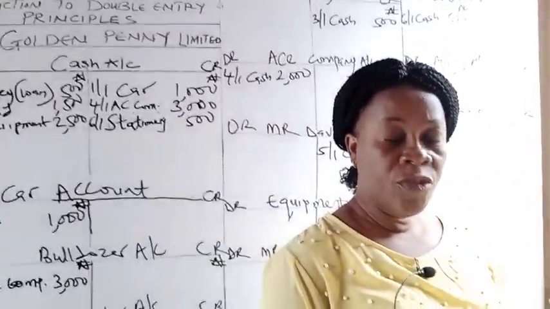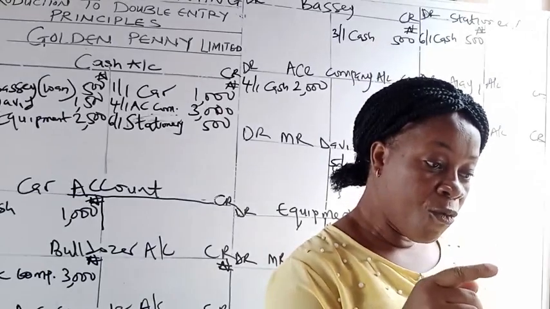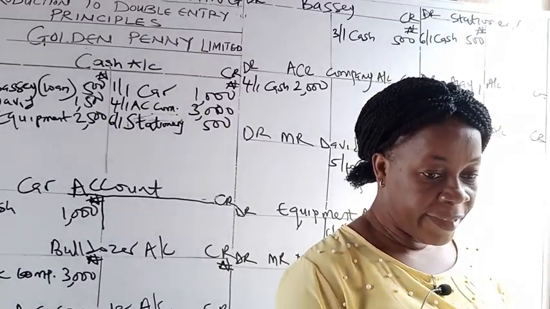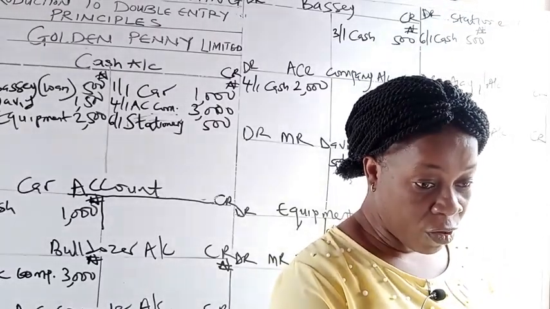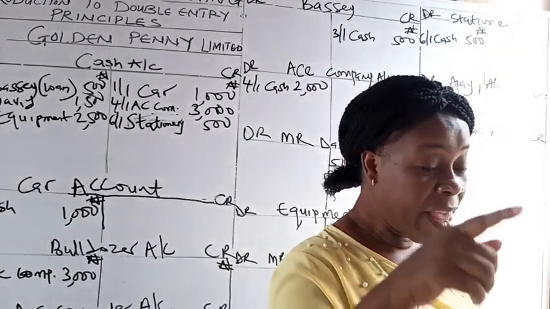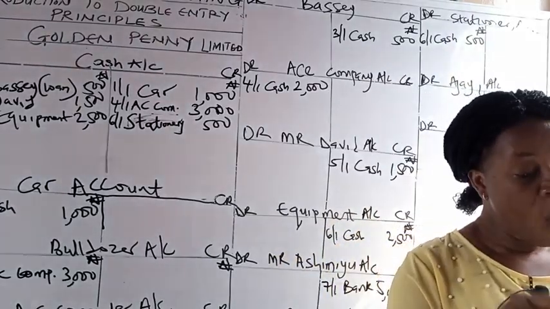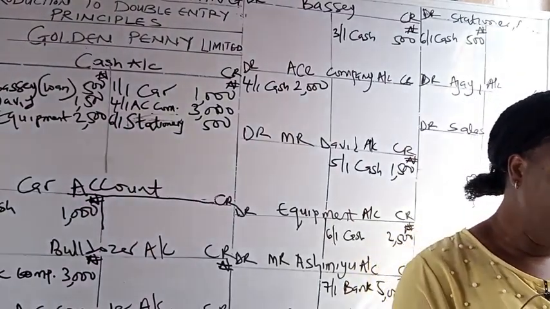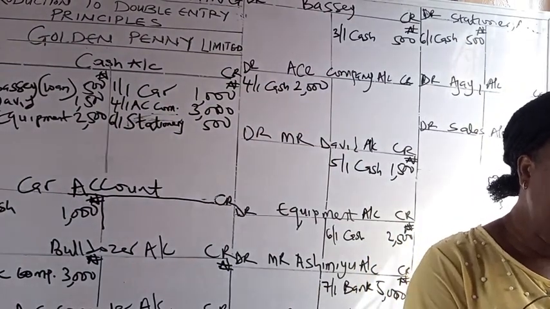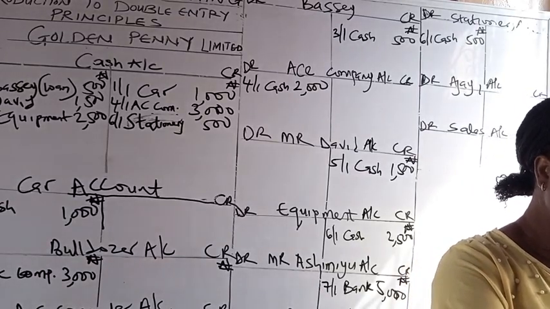It is worthy of note that whenever the name of the person to whom goods was sold or from whom goods was purchased is mentioned and it's not written there that it was in form of cash, it means it was a credit entry. So goods were sold to Mr. Ajayi on credit basis, meaning Mr. Ajayi is owing the organization 2,000 naira and the organization earned 2,000 naira from the sale of goods to Mr. Ajayi.